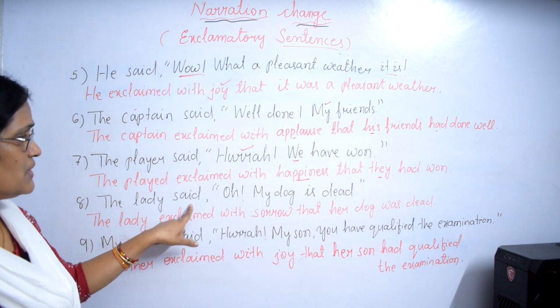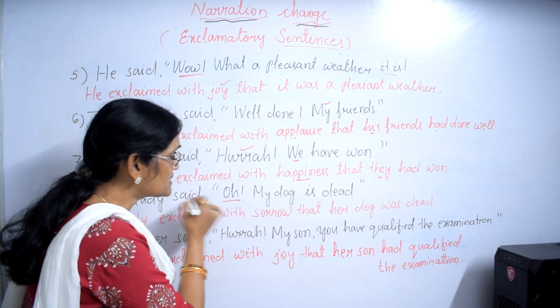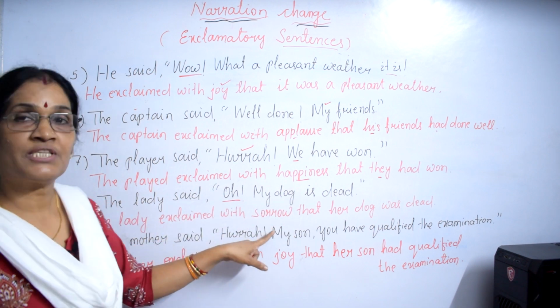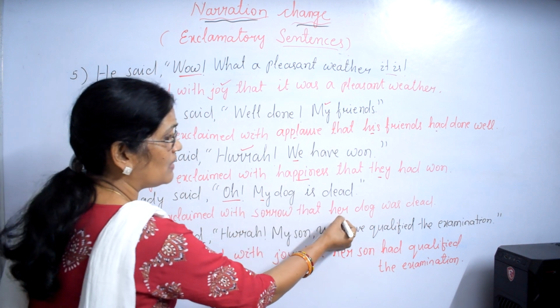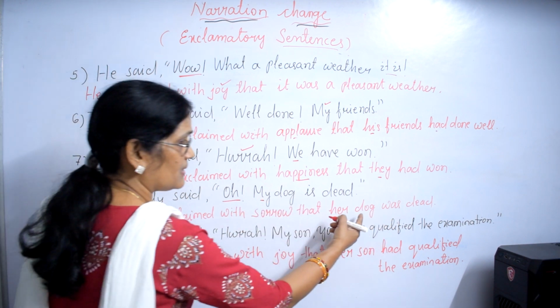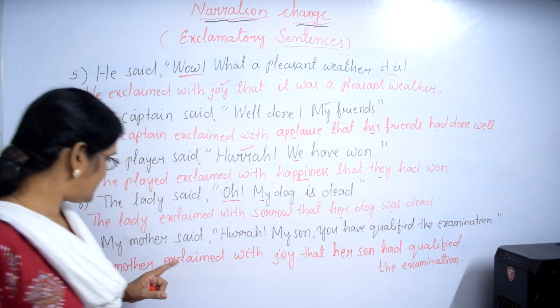The lady said, "Oh, my dog is dead." Oh expresses the feelings of sorrow. The lady exclaimed with sorrow that my dog will be her dog, because the lady is the speaker. Her dog was dead.